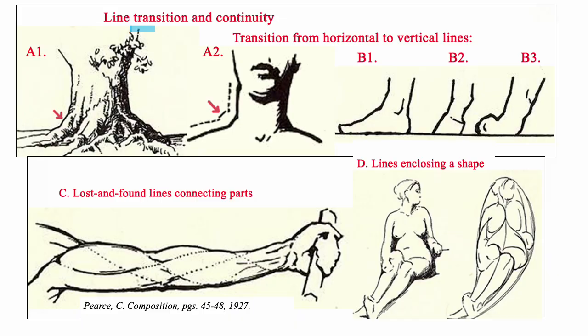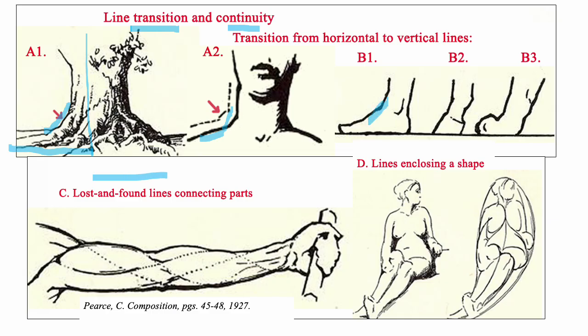A line transition provides continuity. So we have vertical and horizontal lines, which are otherwise unrelated, but we have these diagonals that connect them for the tree and for the neck and even for the different types of feet.